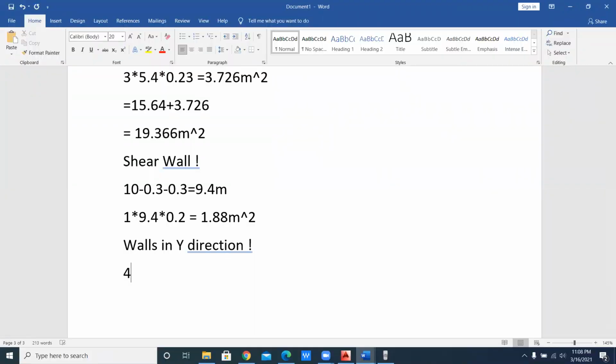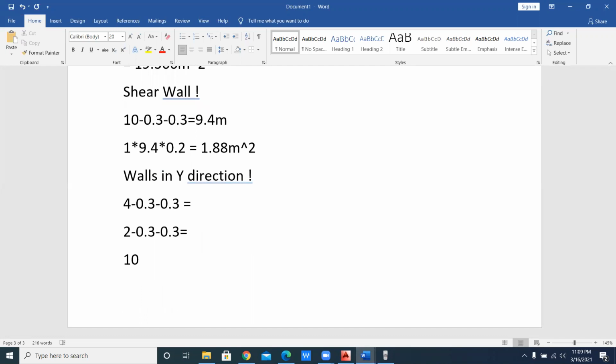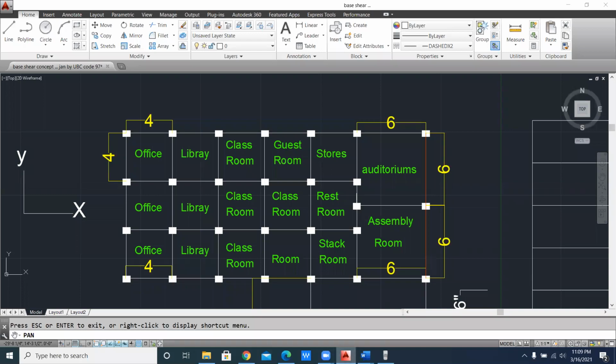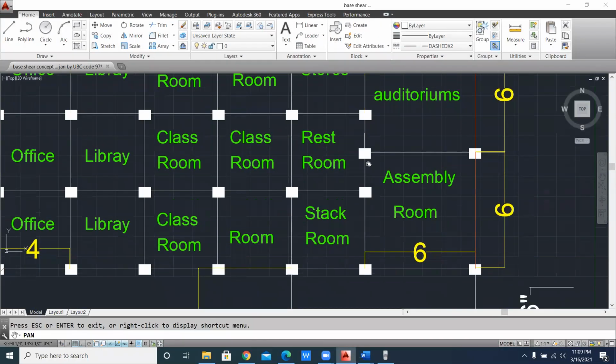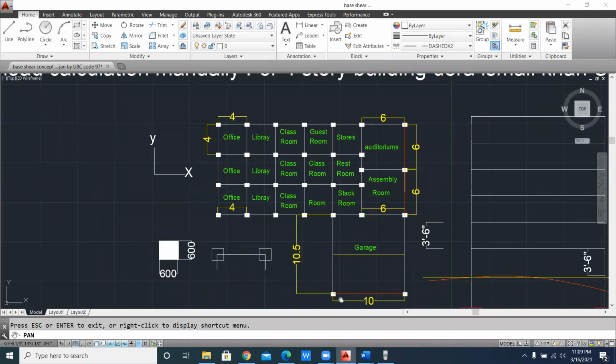So 4 minus 0.3 minus 0.3, equal to, you will get 1. The other is 2 minus 0.3 minus 0.3, equal to, and when you convert this, that is 10.5 minus 0.3 minus 0.3. What is basically 4? That is normally given. This one is 4, this is 4, okay, this is 4. That is 2. This one is 2, this one is 2, and this one is 2. These two are 2, and what is basically 10.5. This is 10.5, and this is 10.5.